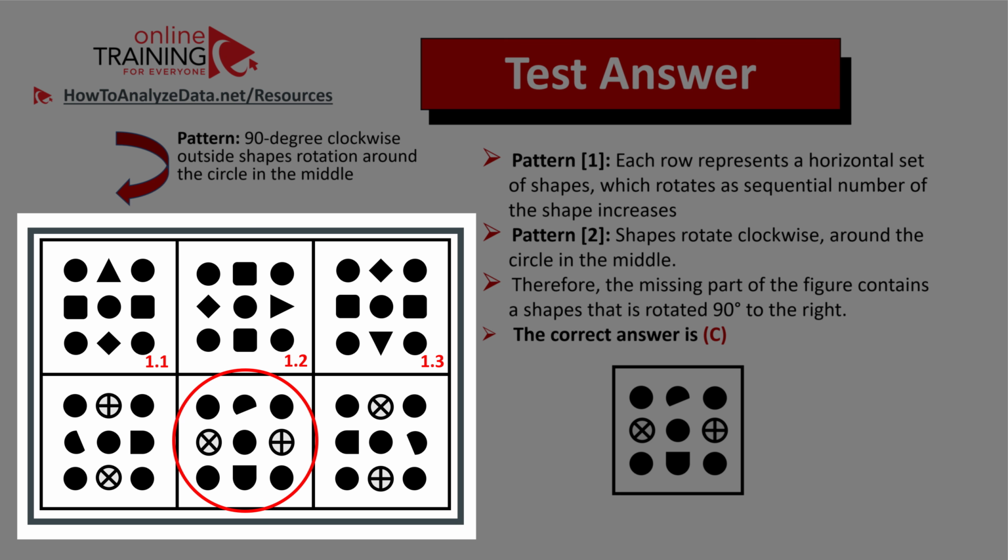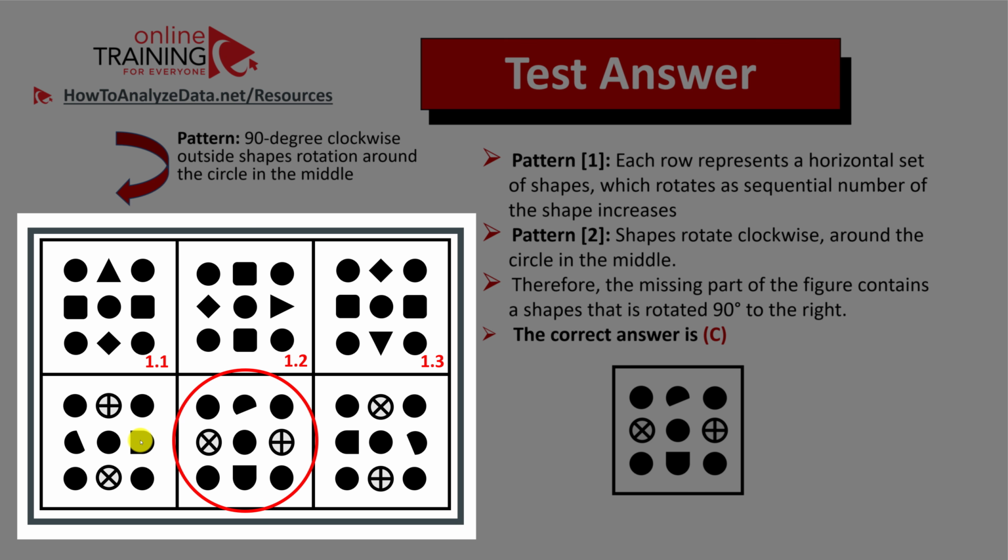And there are 2 different patterns presented here in this particular question. Let's look at pattern 1. Pattern 1 defines that the shapes go in the horizontal rows. For example, this is shape 1, this is shape 2, and this is shape 3. I grouped them as shape 1.1, meaning that the first one represents the first row, shape 1. The next shape is first row, shape 2, and the third shape is the first row, shape 3.